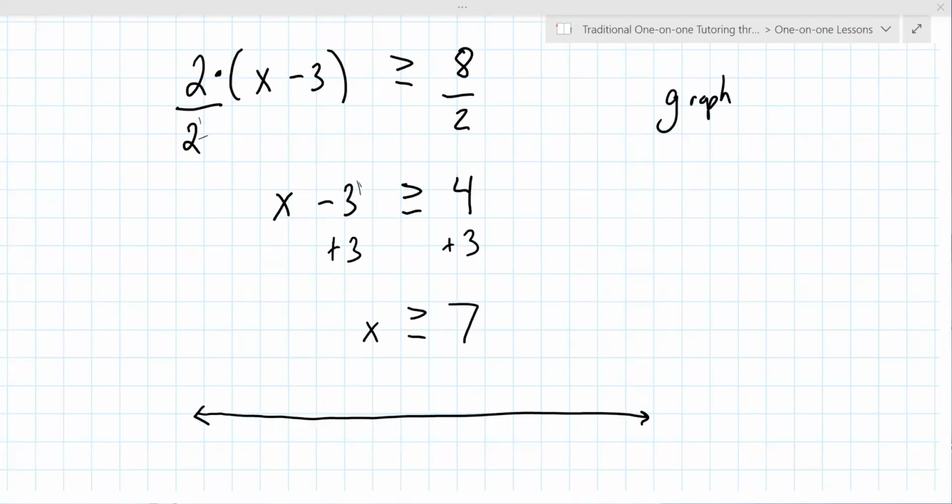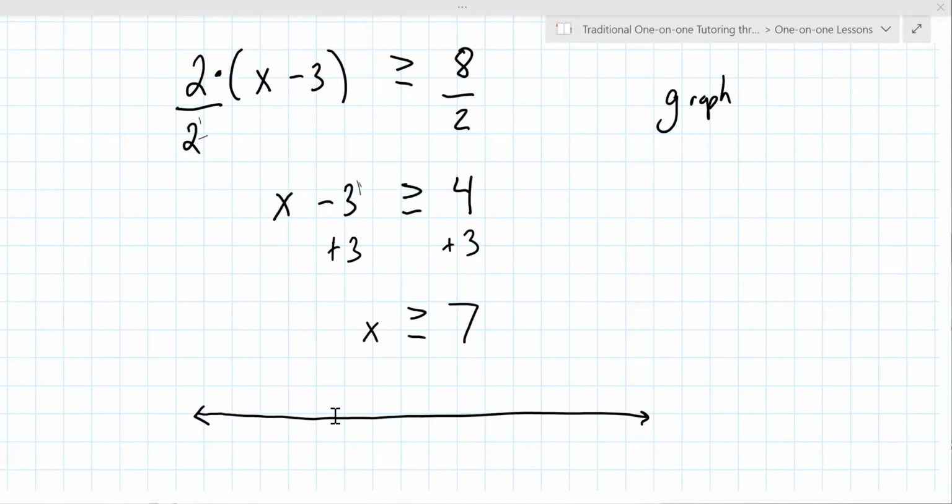All right, I'm going to graph this. So x less than 7, right? Yes. So greater than, less than means it's less.